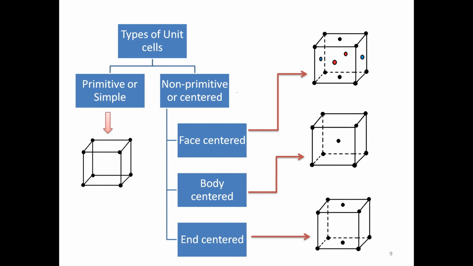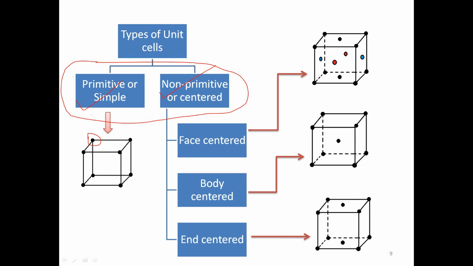So now, types of unit cells. There are two main types: one is simple or primitive, and the second is non-primitive or centered. This classification is on the basis of whether constituent particles are present only at the corners, or at some other positions also.